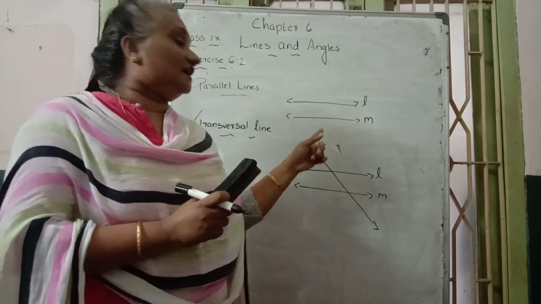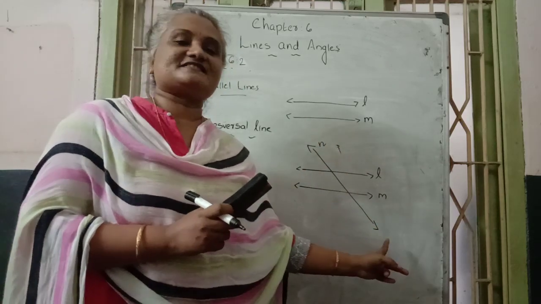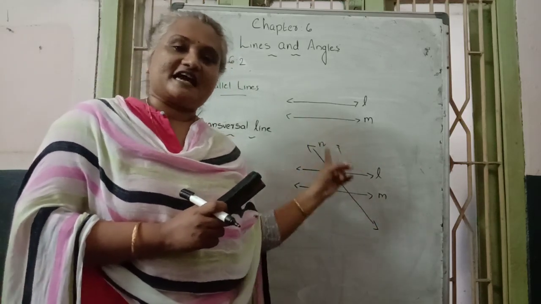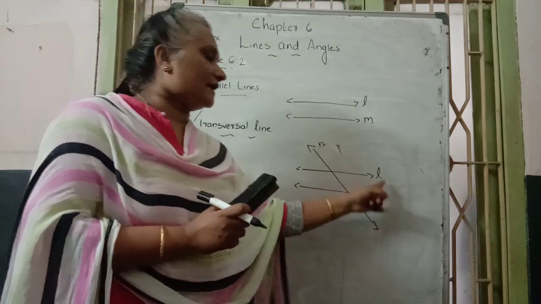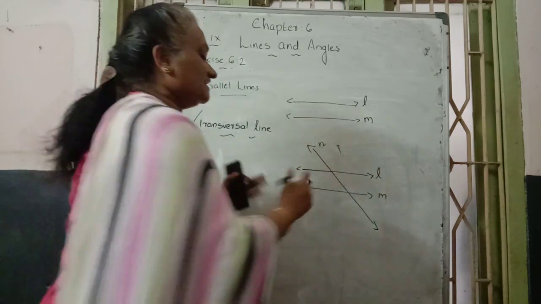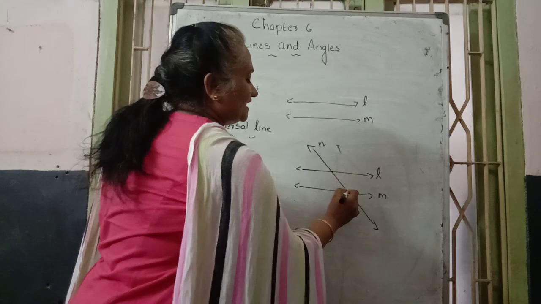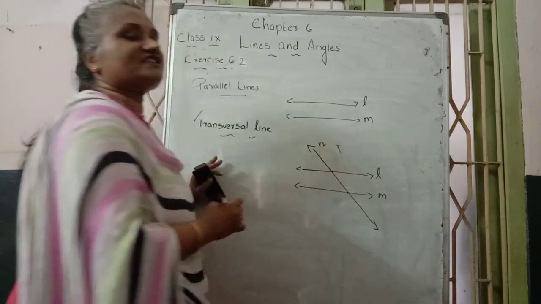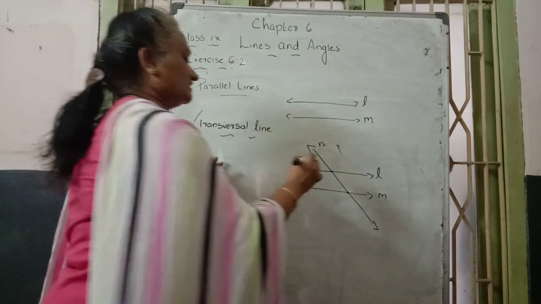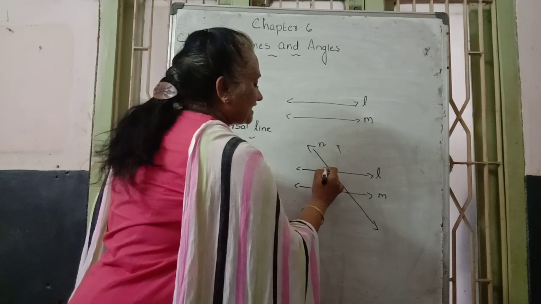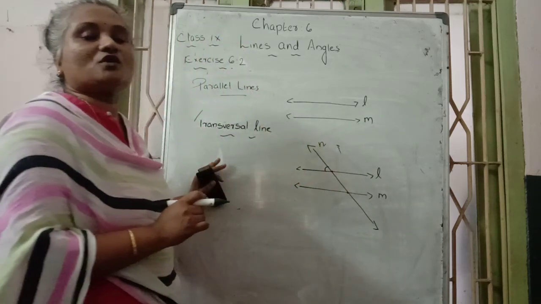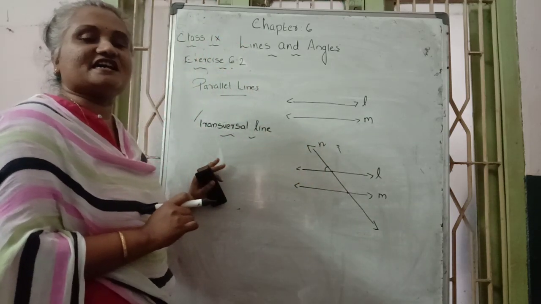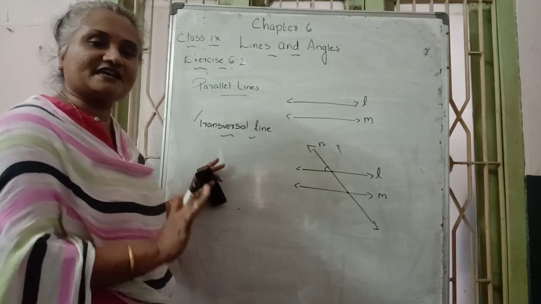Here line N is a straight line. This line cuts line M and L at distinct points. Distinct means different points; they are cutting each other at different points. Such a straight line we call a transversal. I hope you can understand.